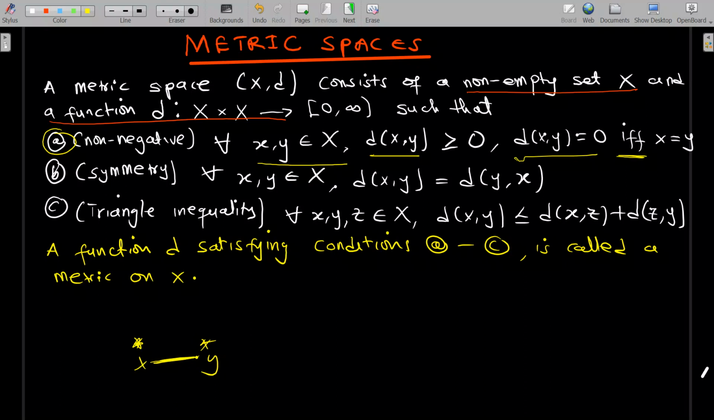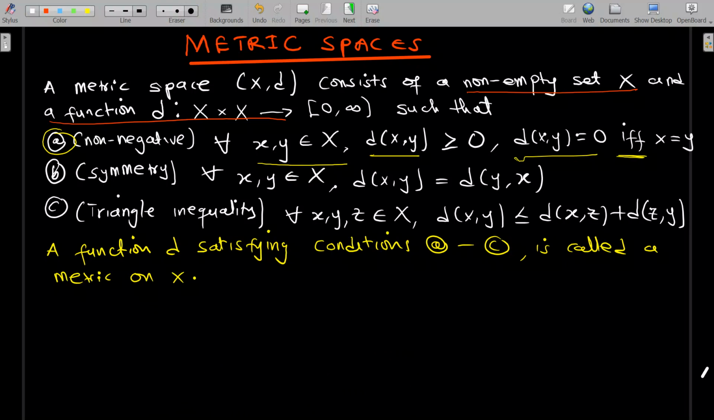What's the distance between you and your friend? You can say 2 meters, or my friend is away from me maybe 5 miles, so there is no negative 5 miles or something. If you have x equals y, then the distance between x and x, so if I'm standing here, the distance between this point and itself is 0. There's no difference. That's what the metric space means.